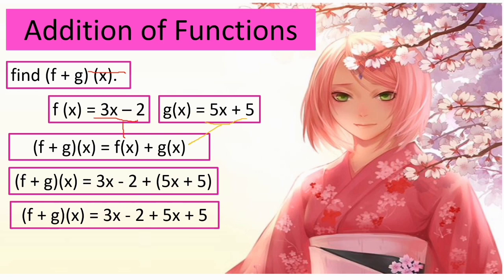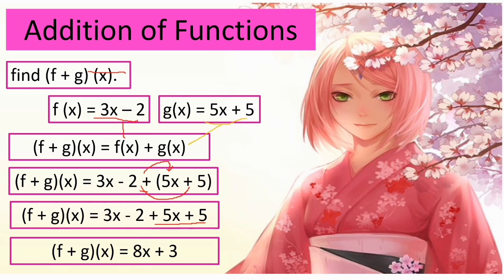Sir, bakit nawala yung parenthesis niya? So, ganito ang ginawa natin. So, positive times positive 5x is equal to positive 5x. Tama? Next, positive times positive 5 is equal to positive 5. Kaya naging 5x plus 5. We use the distributive property over addition.